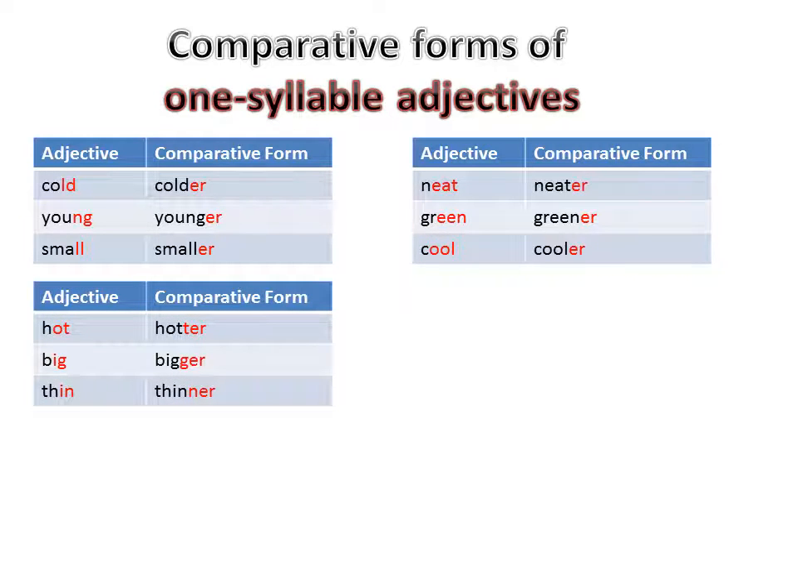However, when you have one-syllable adjectives that have a single vowel and a single consonant, you need to add another consonant in order to protect that short vowel sound. So hot becomes hotter with two T's, big, bigger with two G's, thin, thinner with two N's.